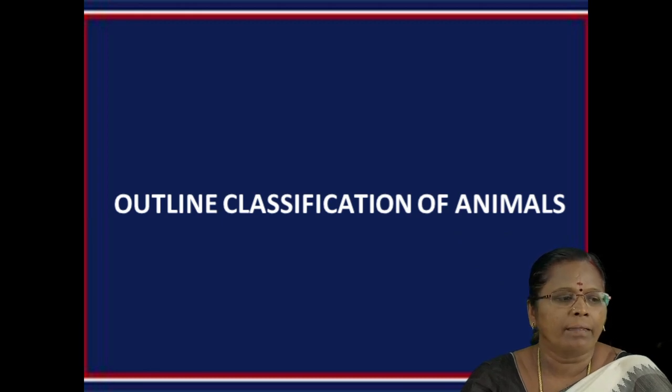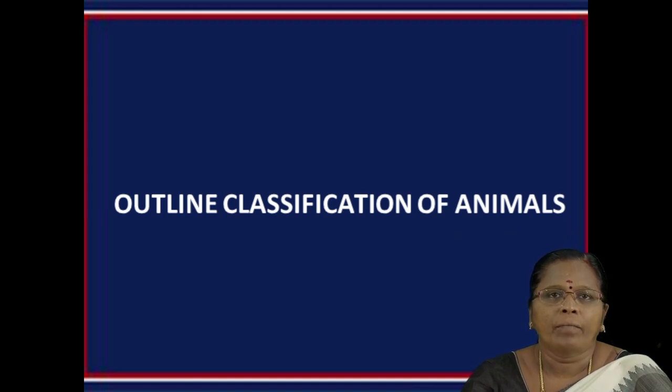Let us see the outline classification of animals. Biology is an important branch in the field of science. It includes two branches, they are botany and zoology. Botany deals with the study of plants and zoology deals with the study of animals. What are animals? Animals are organisms. They feed on other animals. They move from place to place and they have sense organs.